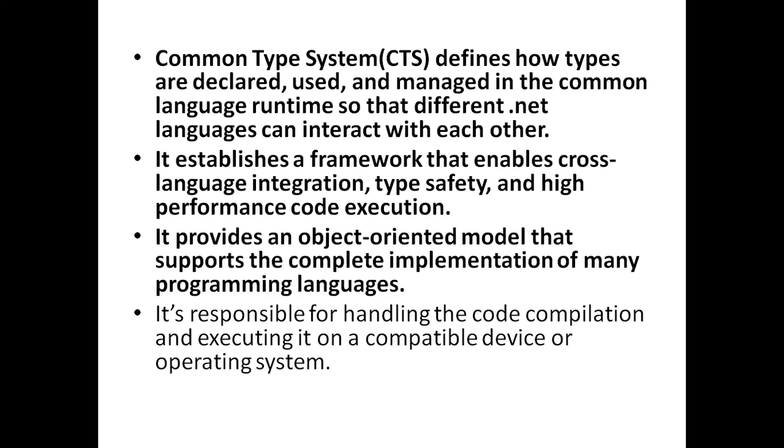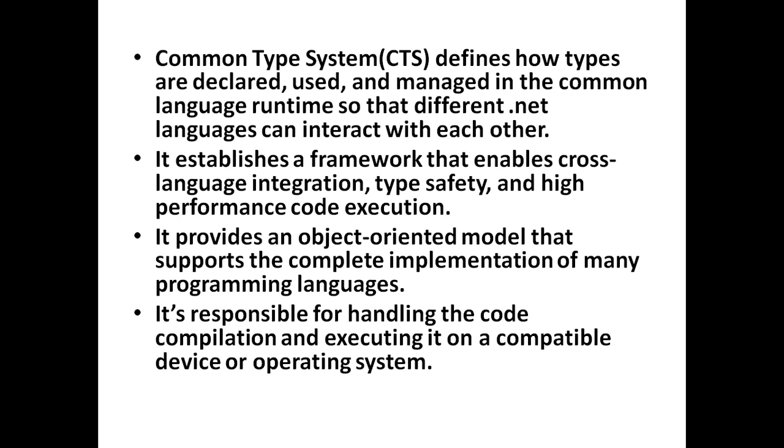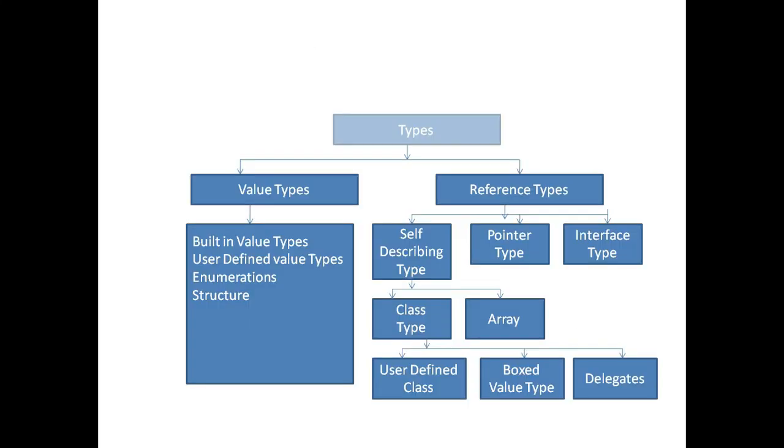It also provides an object-oriented model that supports the complete implementation of many programming languages. It is responsible for handling the code compilation and executing it on a compatible device or operating system. Common type system supports two general categories of types, value types and reference types. Value types are the data types whose objects are represented by the object's actual value and it is stored in stack. Value types can be built-in, user-defined and system-defined.